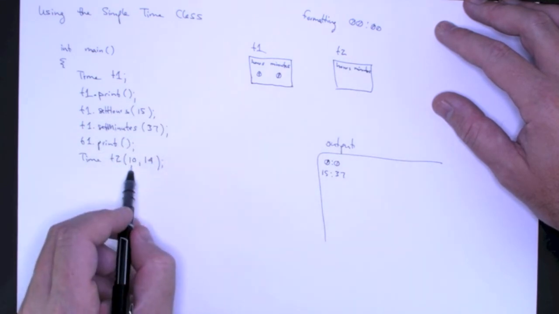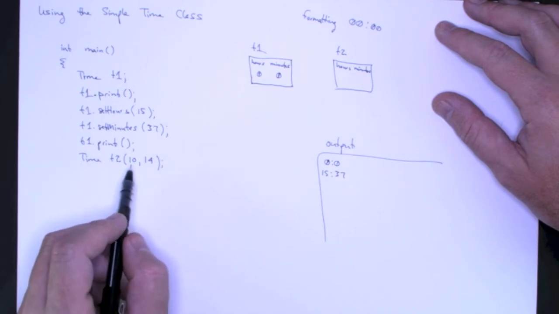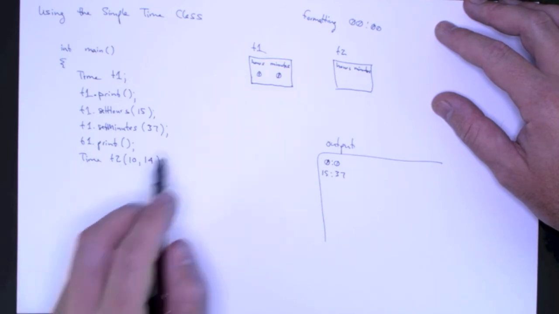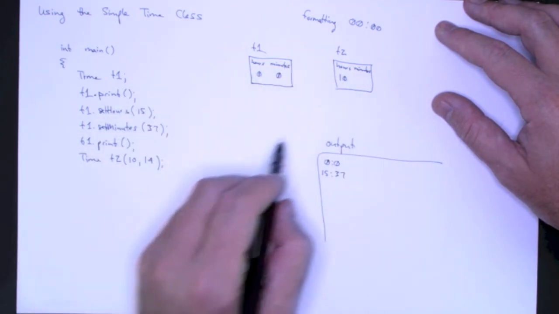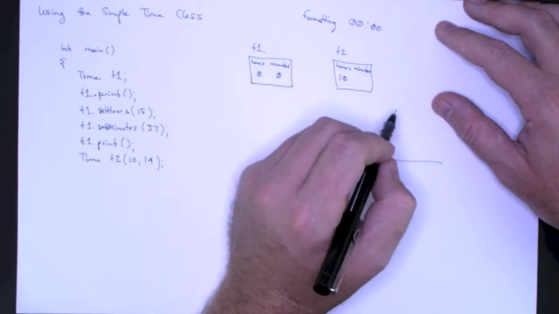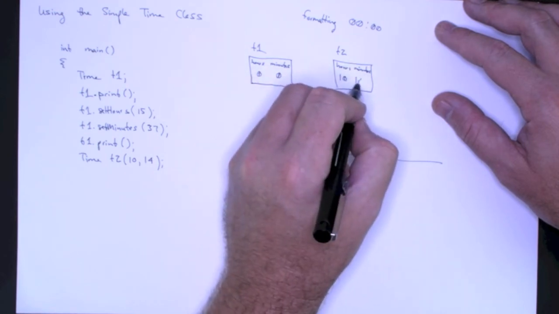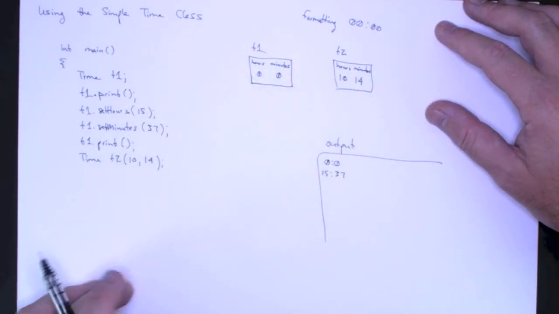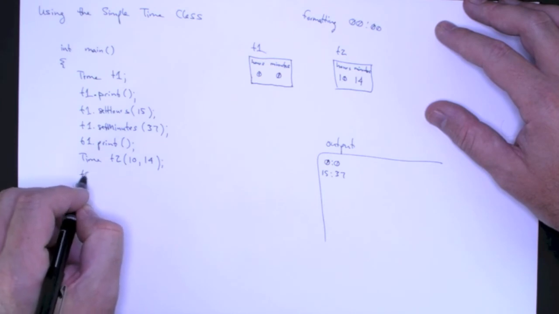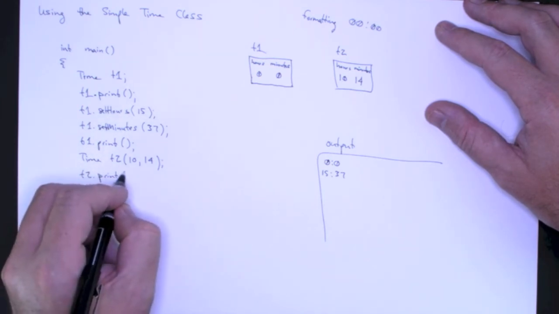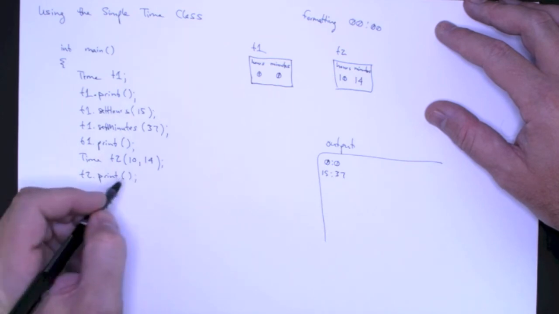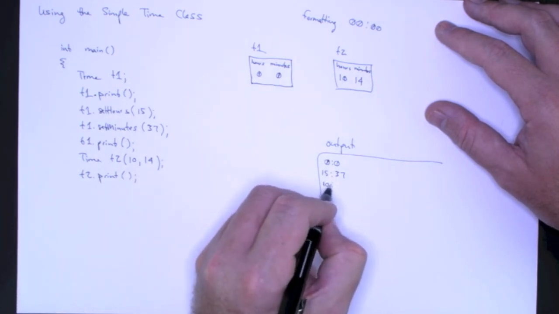And when we execute, it assigns 10, or new hours, to the private data member hours, and it assigns 14, or new minutes, to the private data member minutes. And so now we have a constructed object, and if I write T2 print, then it will write 10 and 14.